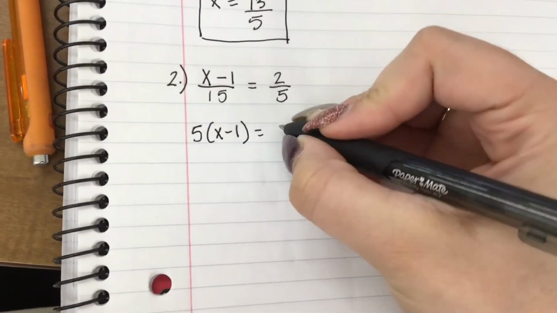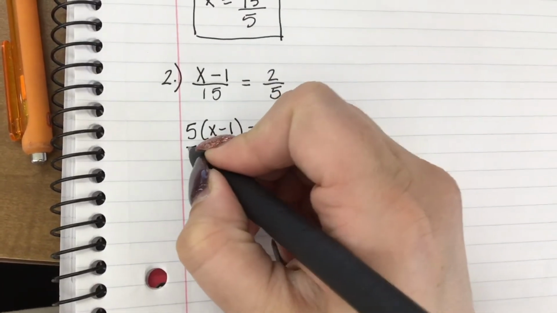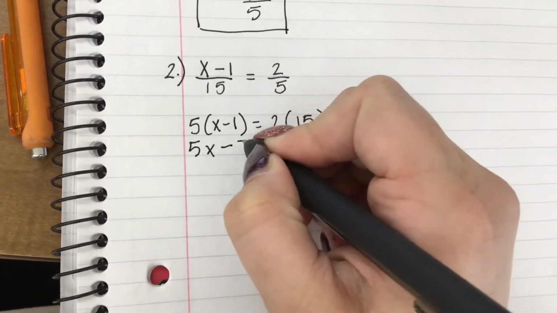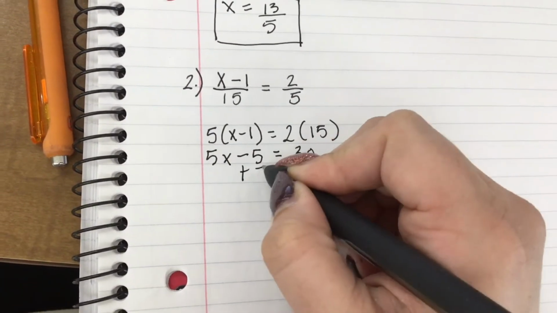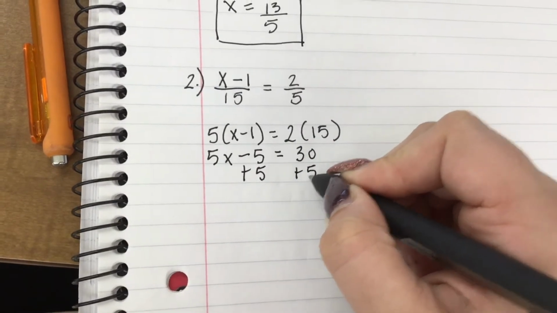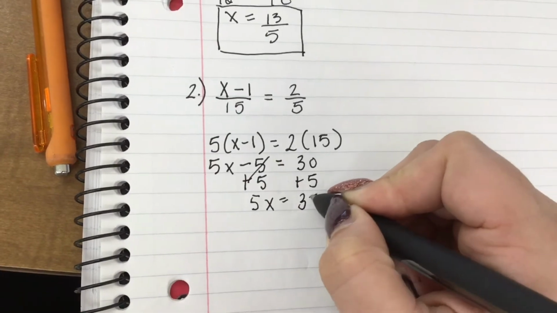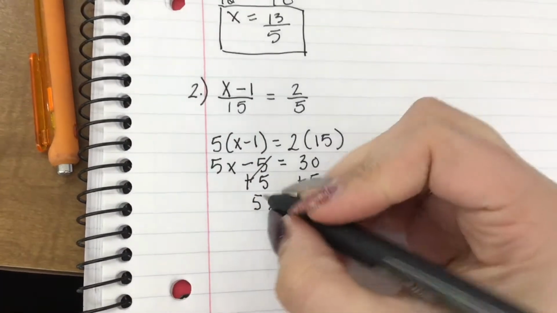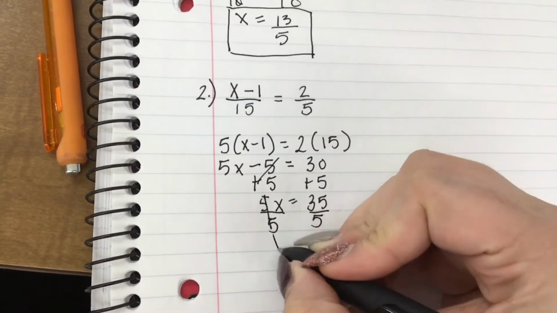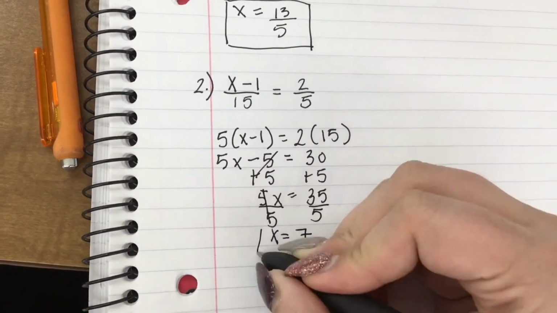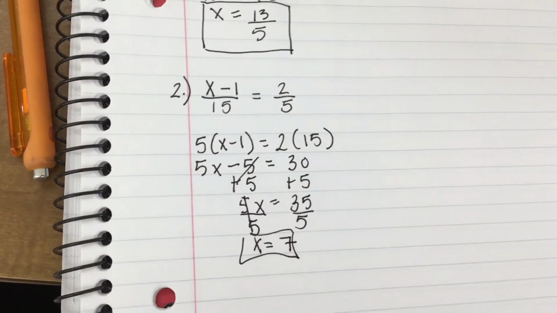Here's another example where we can cross multiply, but be careful here because when you do 5 times x minus 1, you need to distribute the 5 to the x and the 5 to the negative 1. So 5 times x is 5x, 5 times negative 1 is negative 5, and then 2 times 15 is 30. We just solve like we would a regular two-step equation by using inverse operations. We end up with x equals 7, which is not one of our restrictions because we did not have any restrictions in this problem. So cross multiplication is only for when you have a fraction equals a fraction.